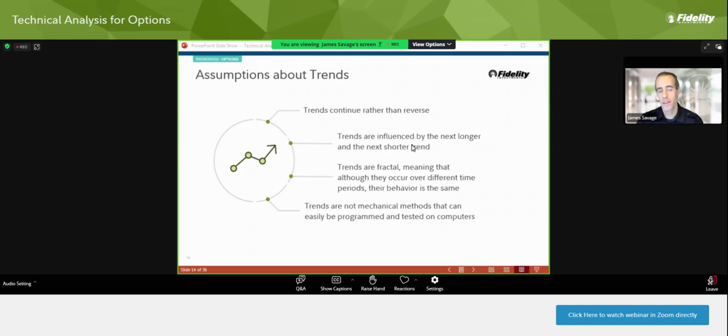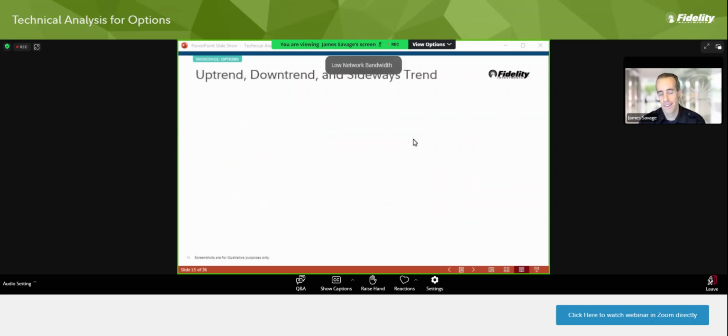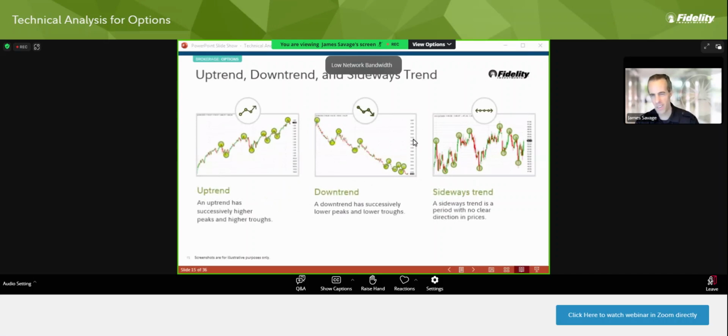So, starting with defining those uptrends, downtrends, and sideways, otherwise known as a no-trend environment, we're going to be looking for periods of successively higher peaks and troughs. This is the signature of an uptrend. It doesn't have to be any more difficult than that.